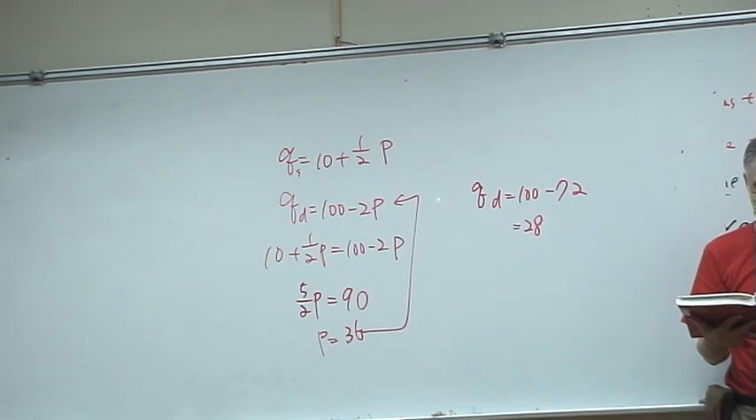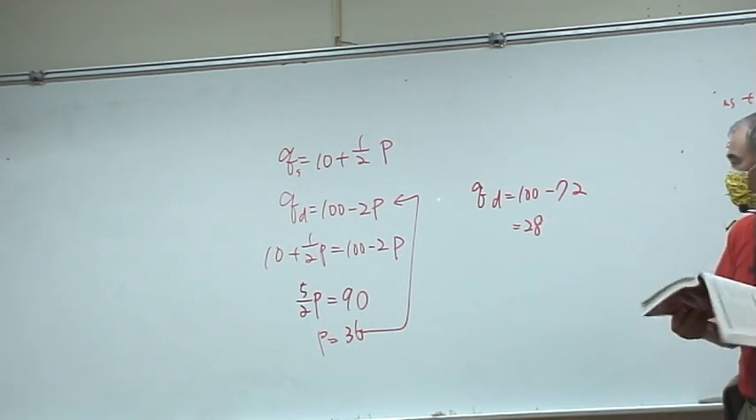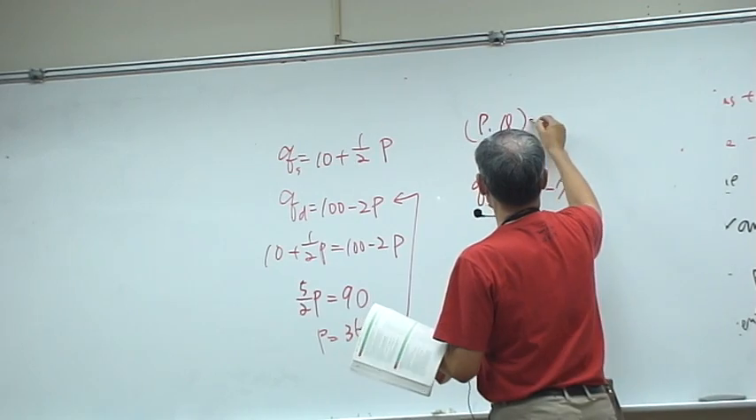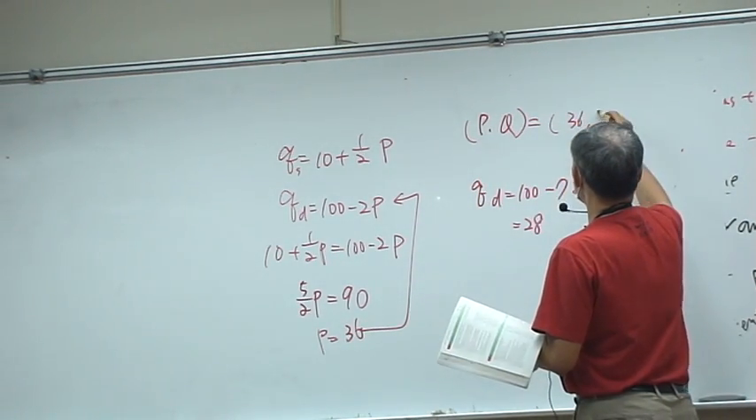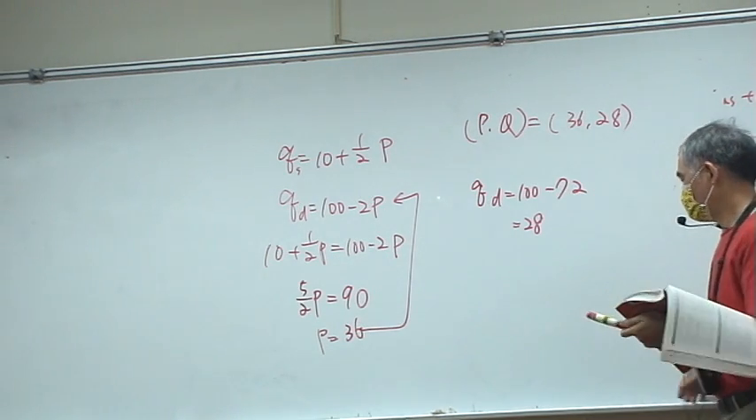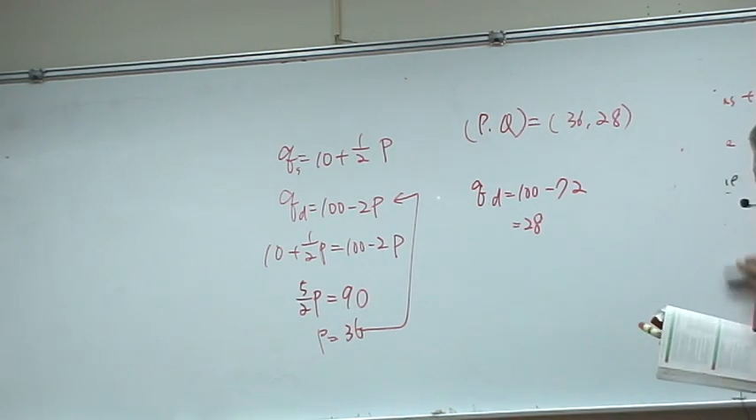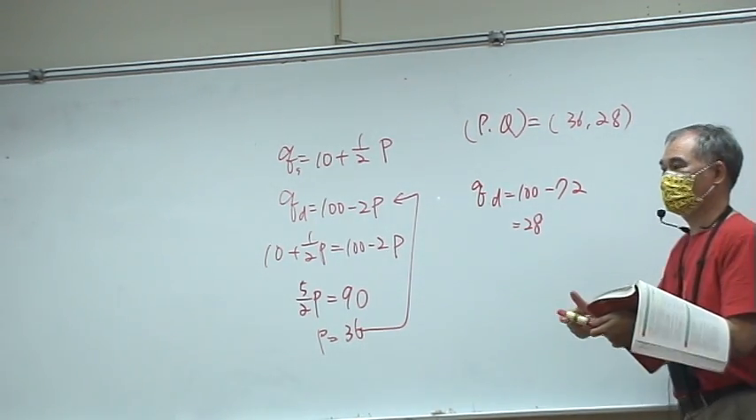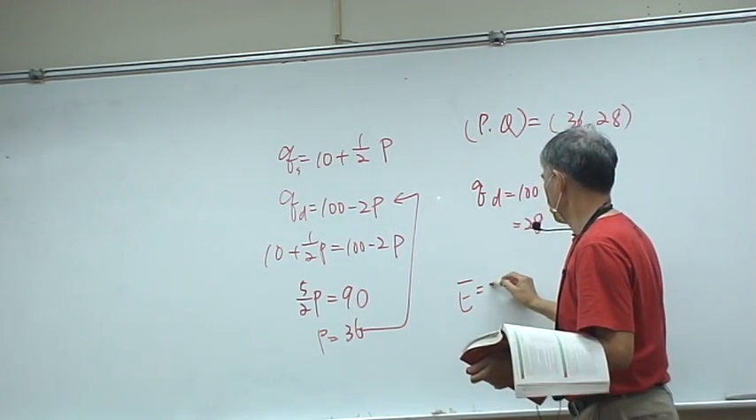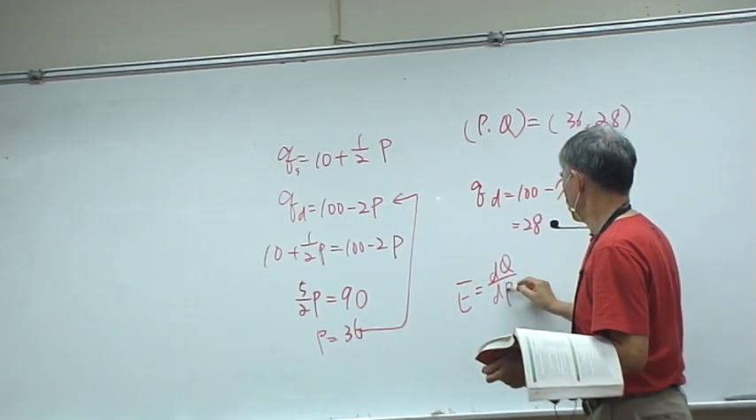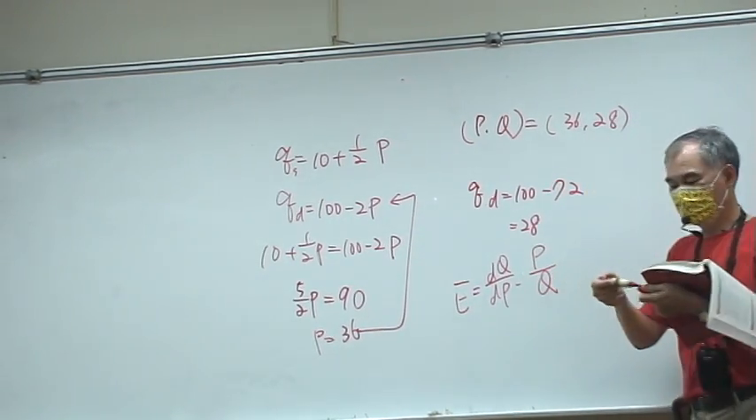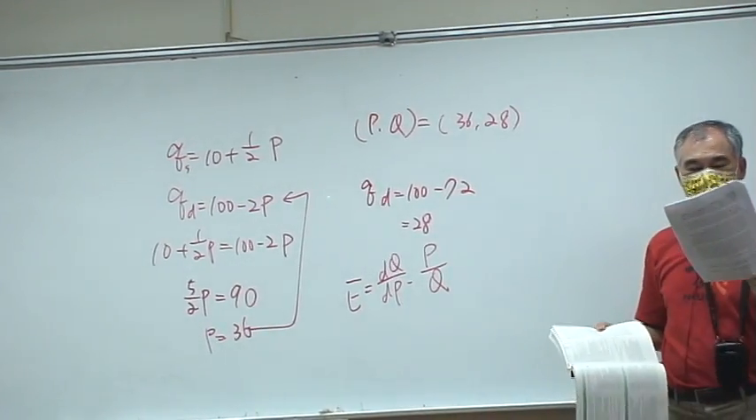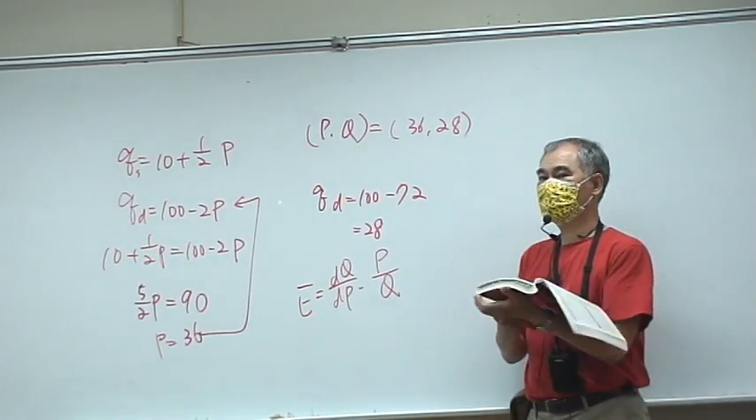Question 2. Calculate the point elasticity of demand at the equilibrium price. So this is the equilibrium price and quantity, right? So P, Q is equal to 36, 28. Okay? And then we want to calculate elasticity. So you need to know the formula of elasticity. So elasticity is equal to dQ/dP times P over Q. Okay, can anyone tell me how to do this? Whose turn? How to calculate elasticity?